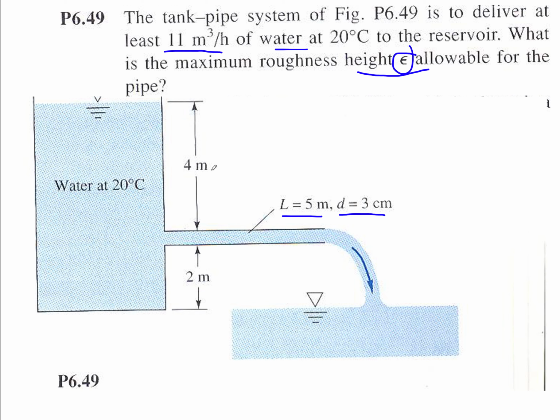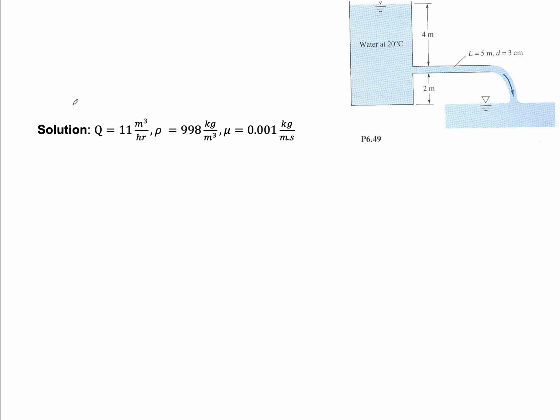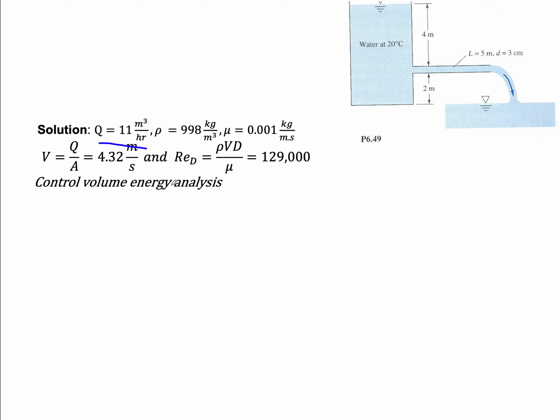So to solve this, we want to go through an energetic analysis, so let's see what is given. We have 11 meters cubed per hour, that's the flow rate. We have the density and viscosity. So from this volumetric flow rate, we can get a velocity in the pipe, and we can compute a Reynolds number based on the fluid properties and the geometric features.